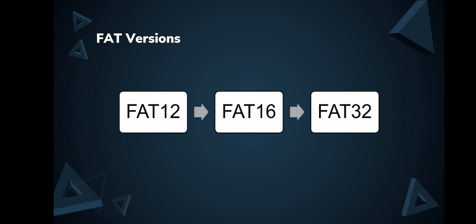FAT32, on the other hand, was introduced by Microsoft in 1997. This FAT file system increased size limits and made DOS real mode code capable of handling the format. FAT32 has a 32-bit cluster address, with the remaining 28 bits used to store the cluster number for up to 268 million clusters.